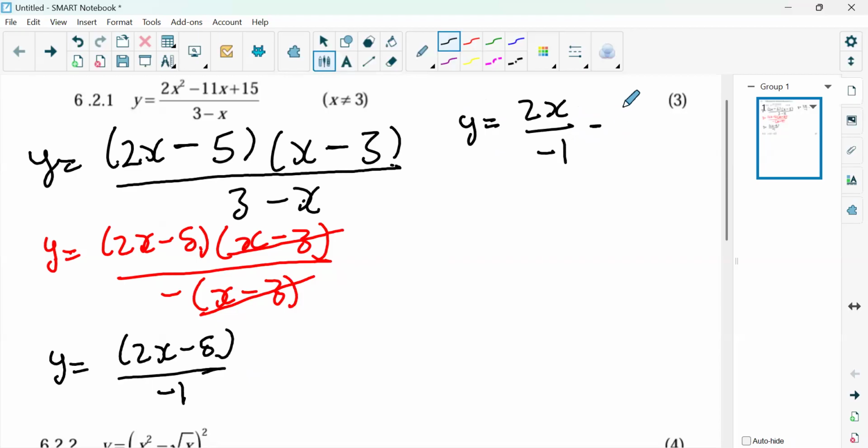And then we have minus 5 all over minus 1, so that it becomes clear to you how we got this thing to be negative. So we say equals positive and a negative gives us negative 2x. Negative and a negative gives us a positive plus 5. Now we can differentiate.